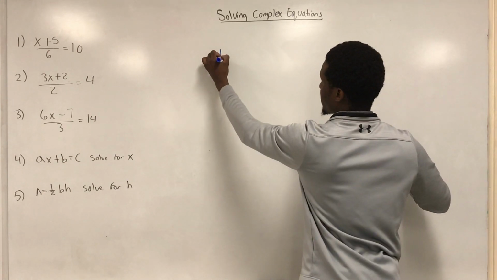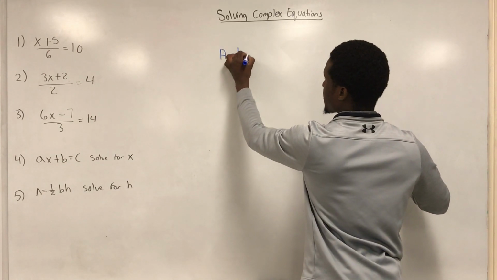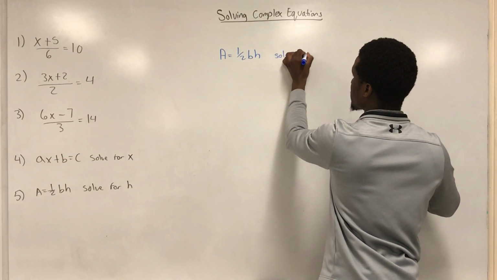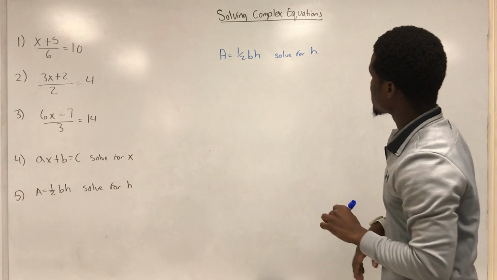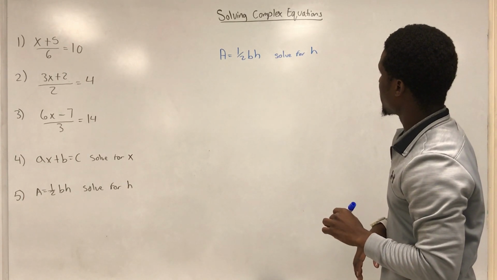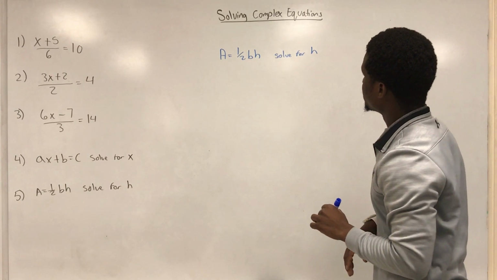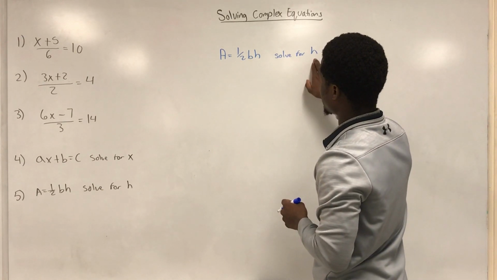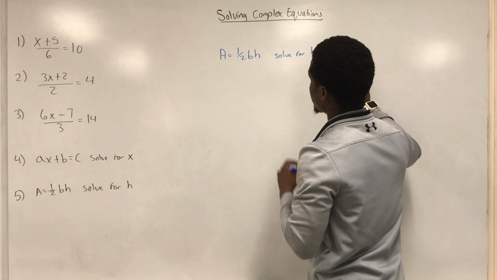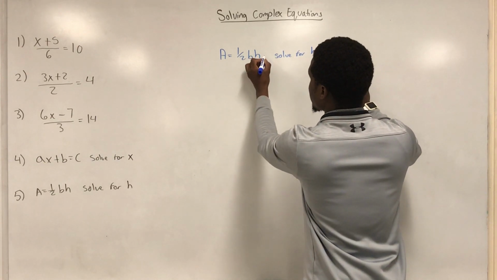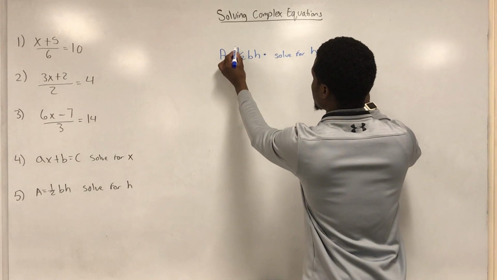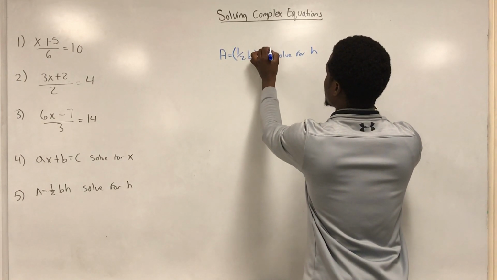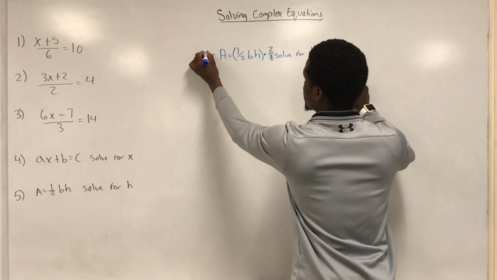Now, let's say area is equal to 1/2 base times height. We're going to solve for h. So this one is a bit more complicated. I have to get h all by itself. So I could actually multiply by the reciprocal of 1/2, by 2 over 1, and by 2 over 1.